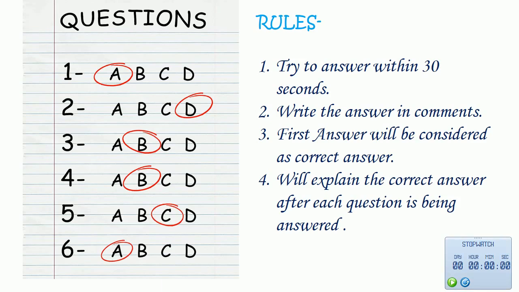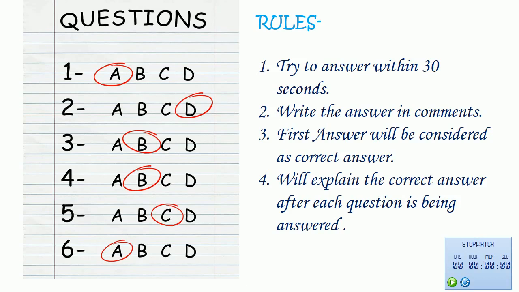What are the rules? It's a multiple choice question session, and you have to write the answer within the comments within 30 seconds. 30 seconds is what is allotted to you to answer the question and write the answer in the comments. The first answer will be considered as the correct answer. It's not that you will keep on answering A, B, C, D. The first answer will be considered.